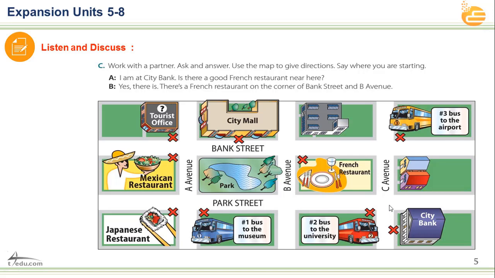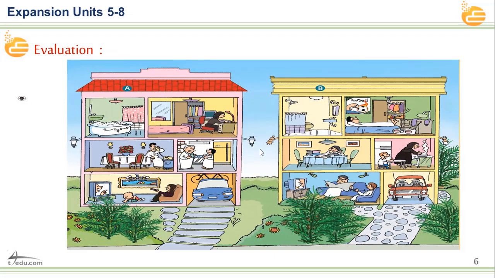Excuse me, is there a city mall near here? Yes, you can go straight across Park Street, okay? Go straight to C Avenue, then turn left on Bank Street, go straight, then you can find the city mall on the right corner, okay? This is the good way for helping someone by giving him the directions. Okay, let's move to the other slide to see what it is about.